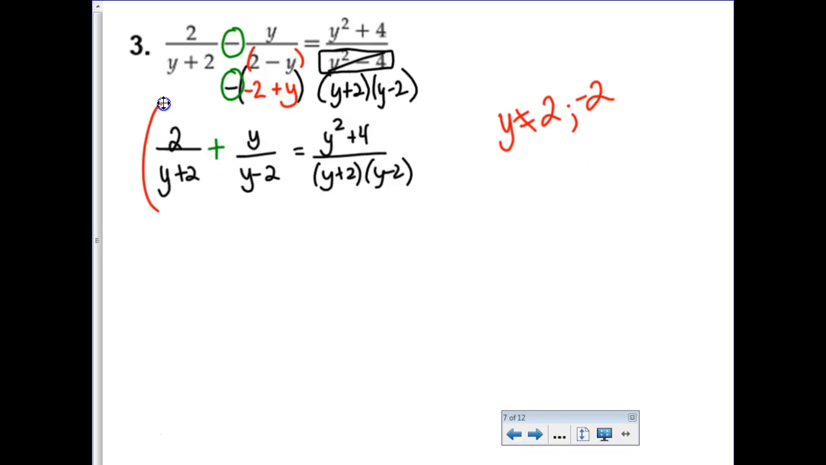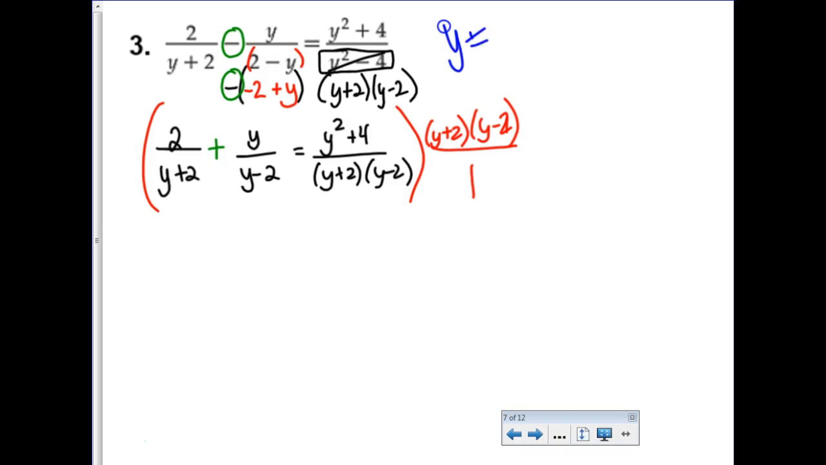Alrighty, here we go. LCM, I need to knock out a y plus 2 and a y minus 2. So that is your LCM. Alright, so here, this is where I'm going to save myself a little bit of headache. Instead of writing down everything, I'm only going to write down what's left.